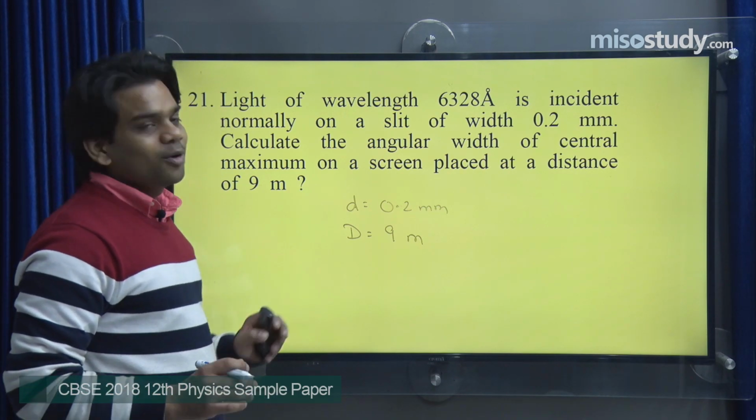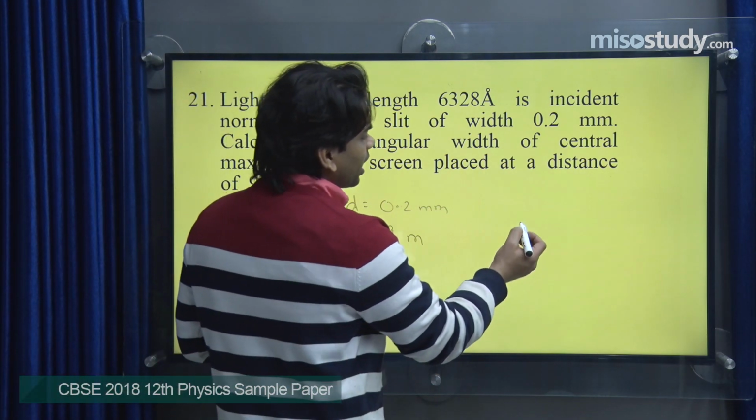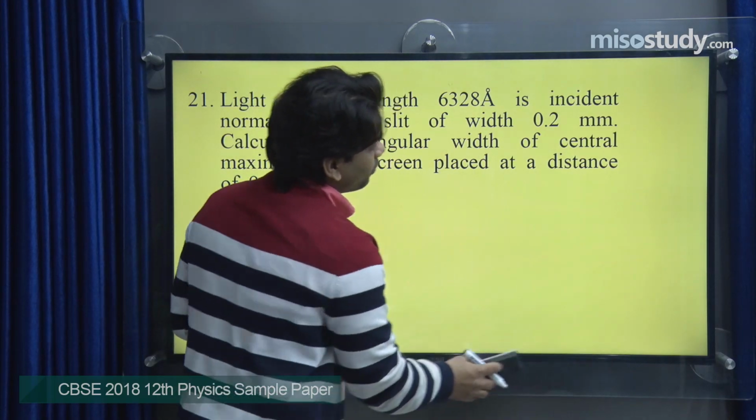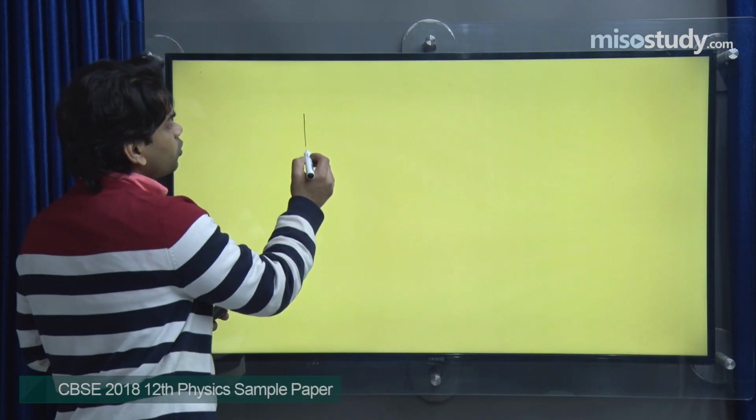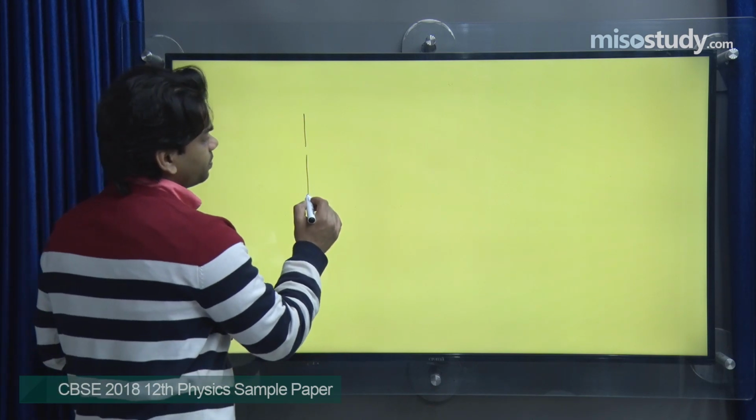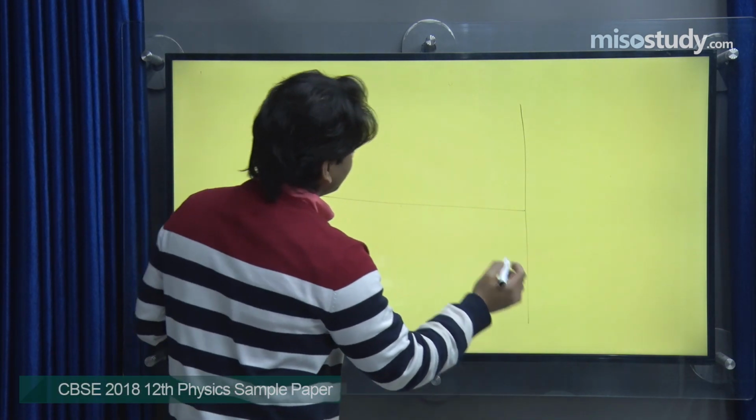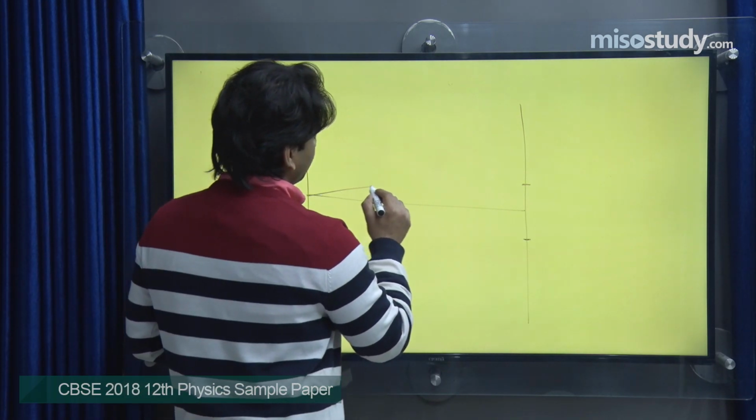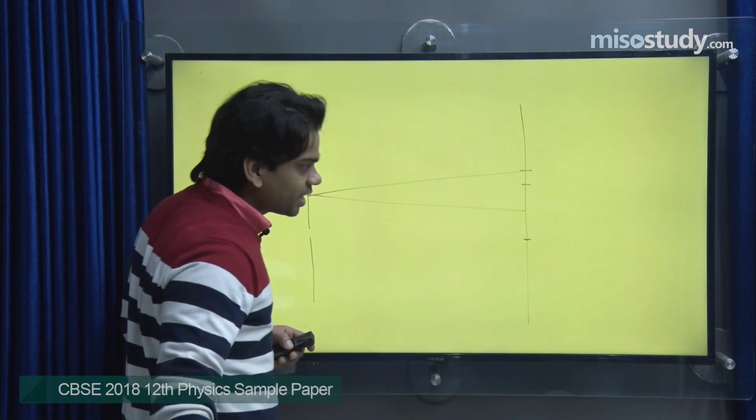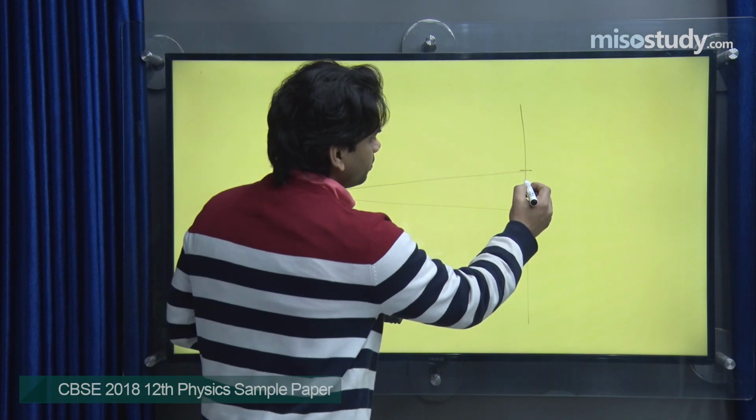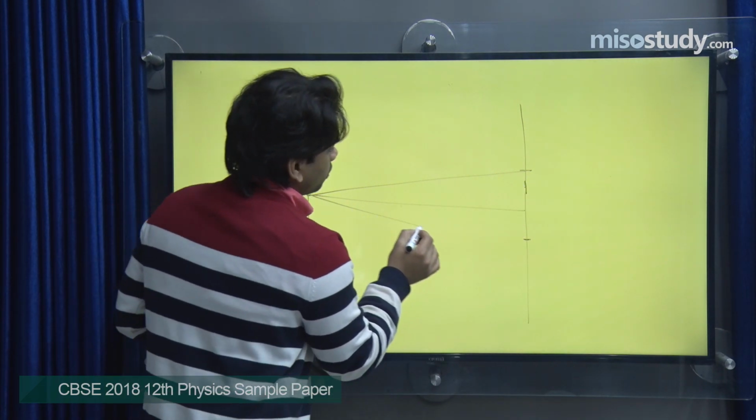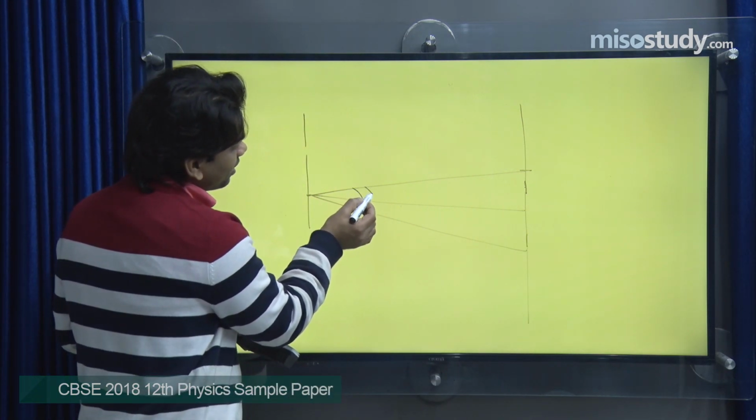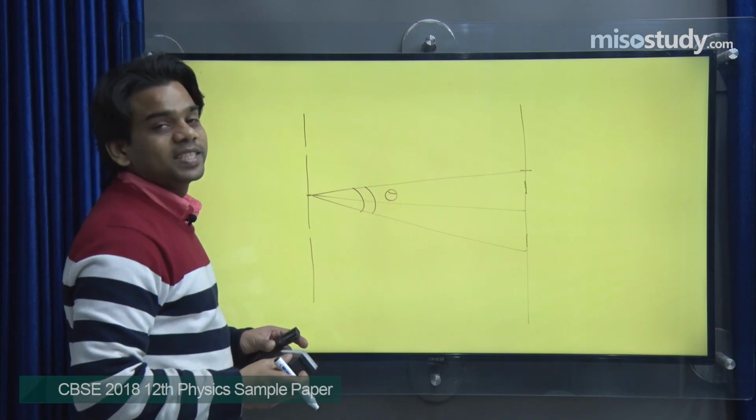Now, how to find out the angular width? What is angular width? Let me tell you. I will draw a complete diagram here. 0.2 and 9 are the values. Suppose we have the arrangement in this way. This is the screen, and let's say you want to find the angular width. Let's say this is how the central maxima is located. So this angle will be the angular width of the central maxima.